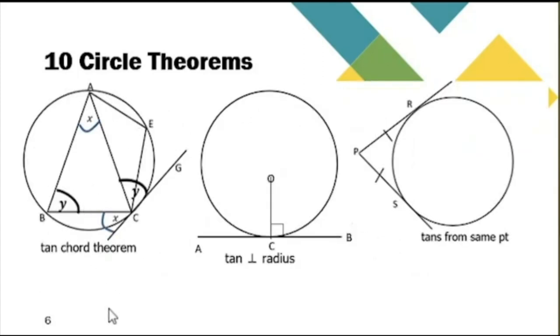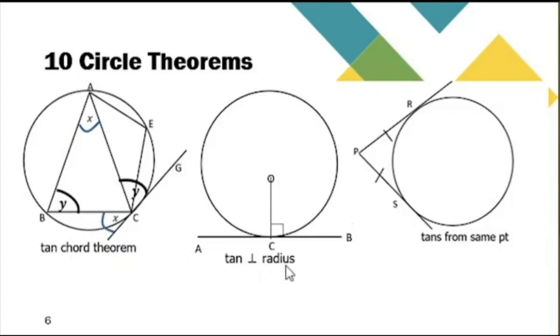The next one we have has got to do with tangents. We had 3 that had to do with tangents. The first one was our tan chord theorem. The angle formed between a tangent and a chord, so if I look at this angle x, it will be equal to the angle on the opposite side of the chord on the circumference. So angle x will be the same as BAC, and then angle GCA, if I look at it from the other side, will be the same as angle ABC. That is our tan chord theorem.